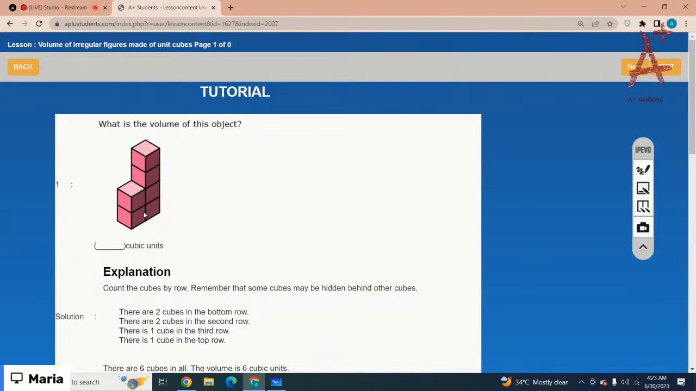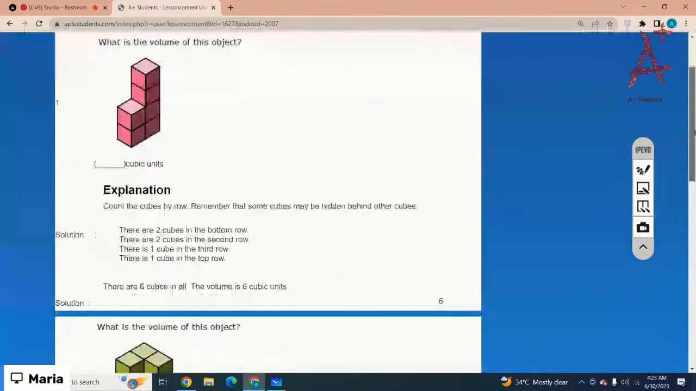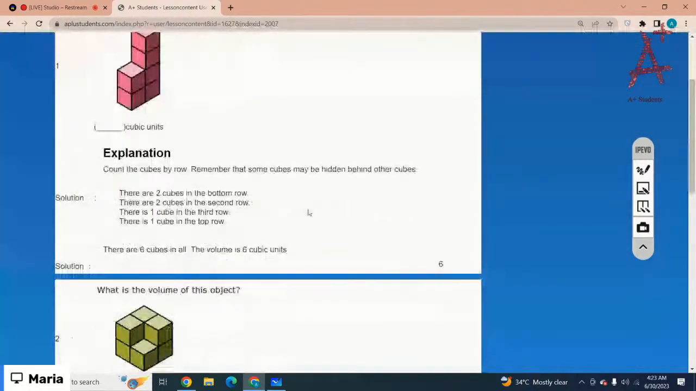Okay, you have two cubes in the bottom. You have two cubes in the second row. Where is the third row? What's wrong with this one? Okay, so the total is six cubes. One, two, three, four, five, six. So the volume is six.